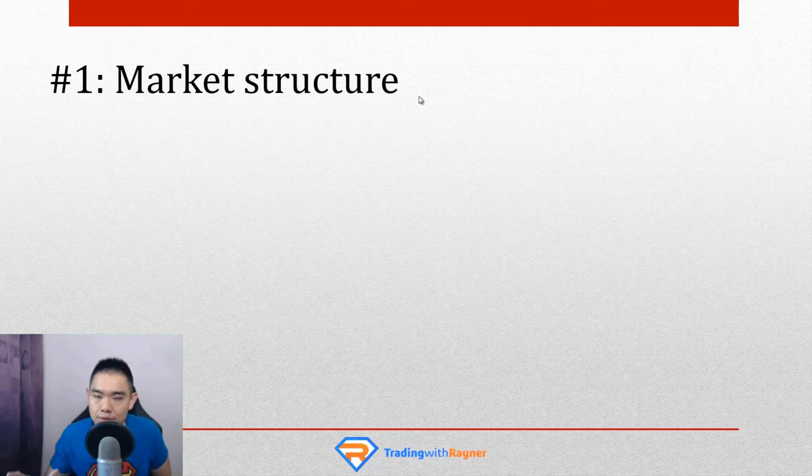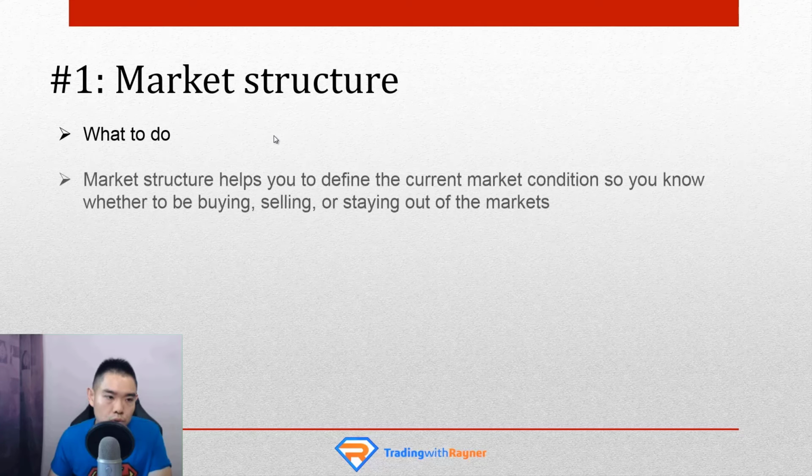No, you should first ask yourself, is this the type of price action? Is this chart telling me that I should be looking for buying opportunities or selling opportunities? Or maybe I should stay out completely of this market? This is the first question that you must answer. And everything else is secondary. So the way to do that is market structure helps you to answer this question. It tells you what to do. So market structure helps you to define the current market condition, so you know whether to be buying, selling, or staying out of the market.